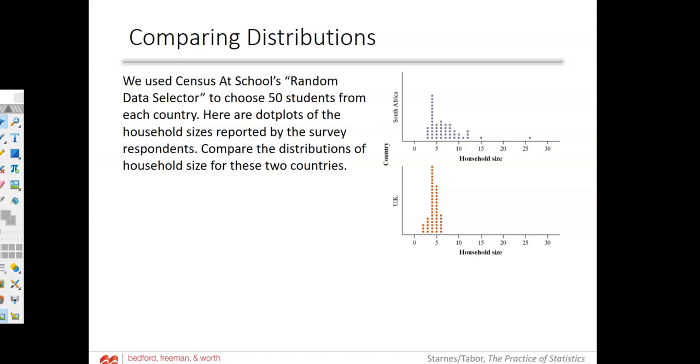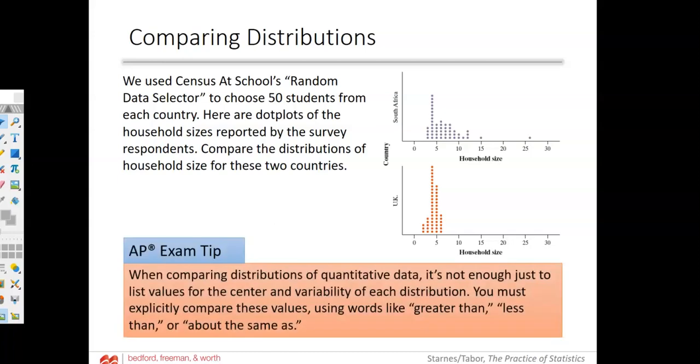Okay, so let's talk about these two. Household size here is on the x-axis. It is South Africa and UK. So see what the differences in household size are. I chose 52 from each country. Here are the dot plots. So let's compare the shapes here.